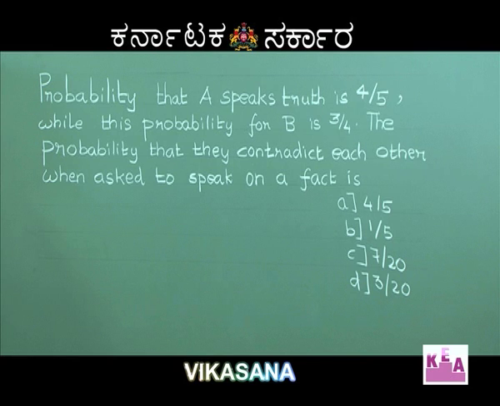...speaks truth is 4 by 5, while this probability for B is 3 by 4, the probability that they contradict each other when asked to speak on a fact is going to be. The first option is 4 by 5, the second option is 1 by 5, the third option is 7 by 20, and the fourth option is 3 by 20.